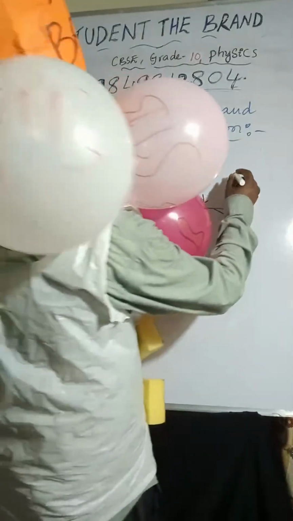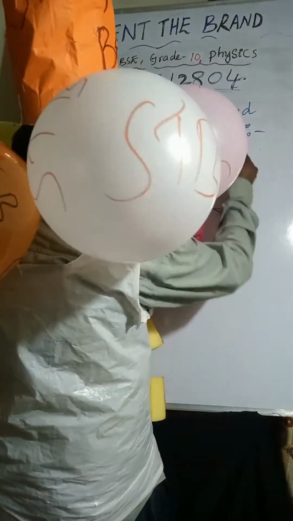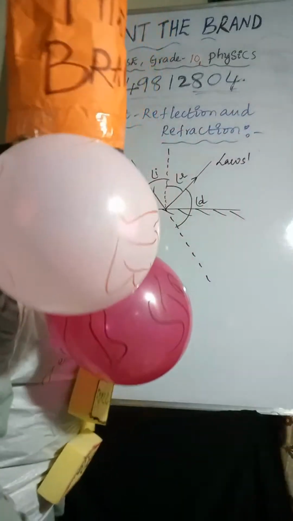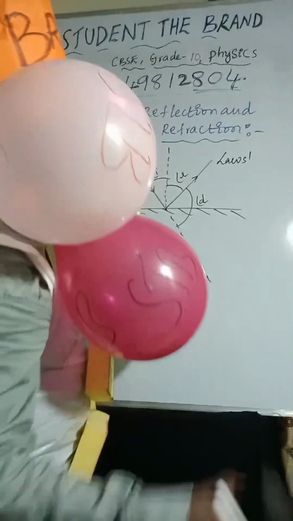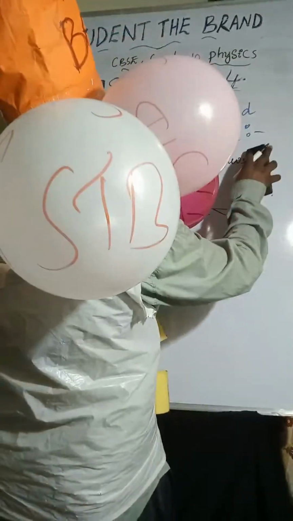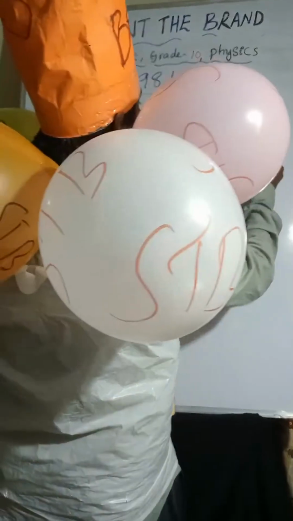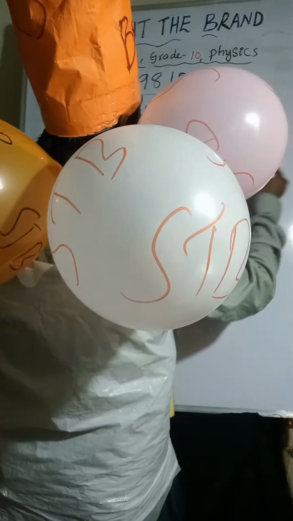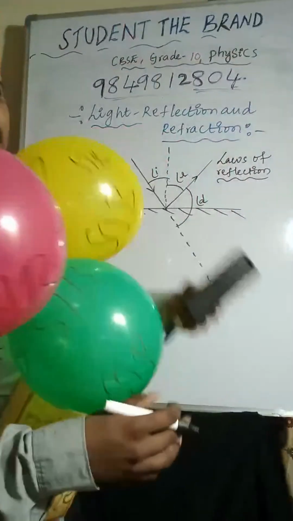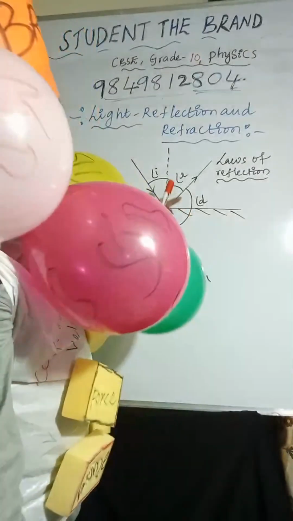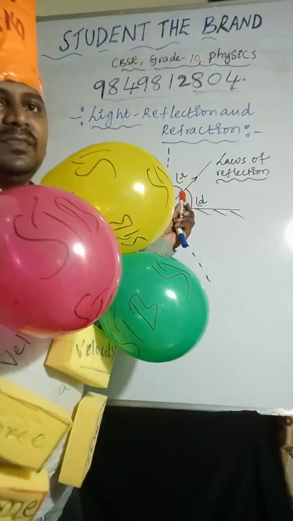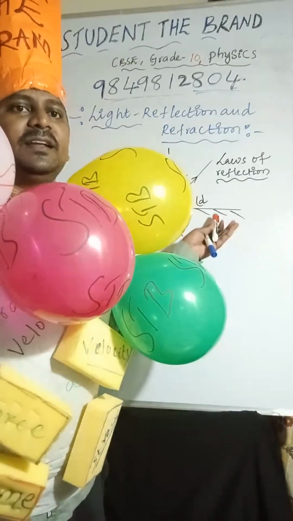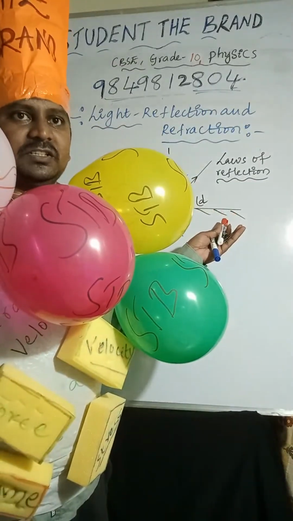Here you can observe the bouncing back of the light from the reflecting surface. The bouncing back of the light from the reflecting surface is called reflection of light.